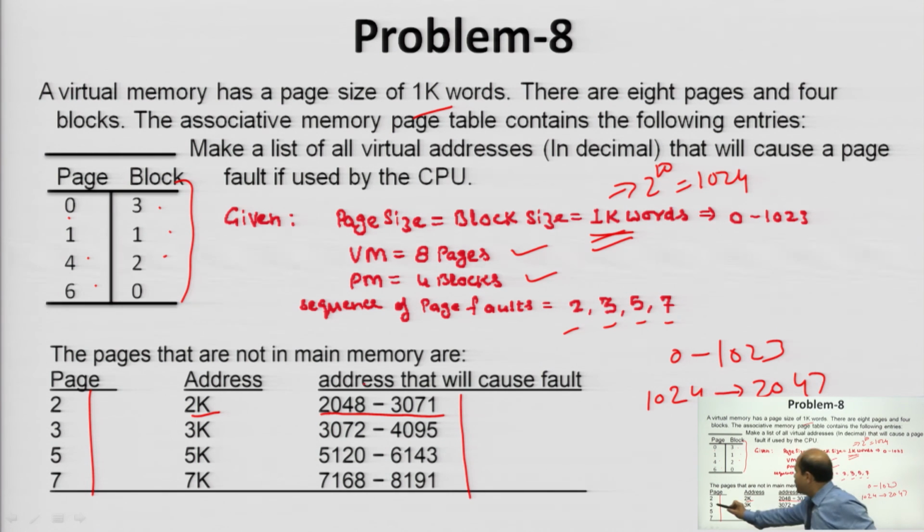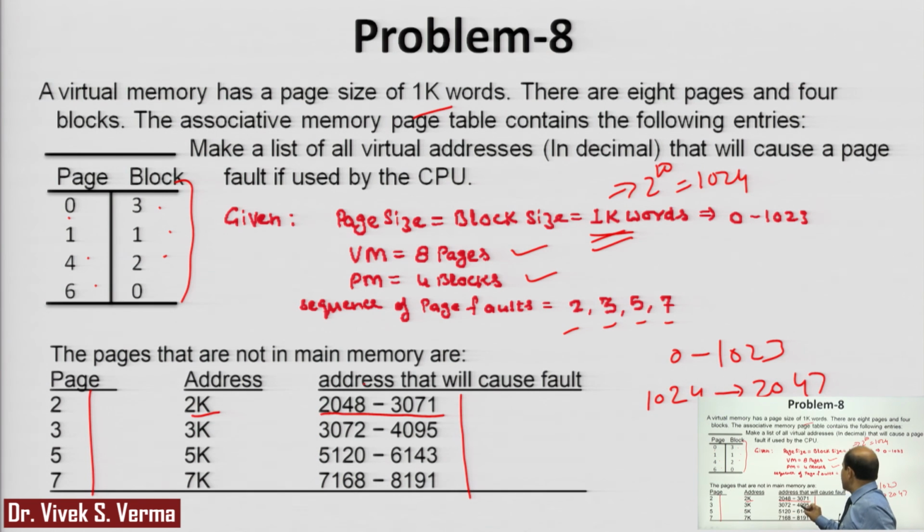So, page 3 will have 3072 to 4095 decimal values, and page 5 will have 5120 to 6143, and page 7 will have 7168 to 8191. So, this way we can solve the problem related to virtual memory, or mapping between virtual memory and main memory.